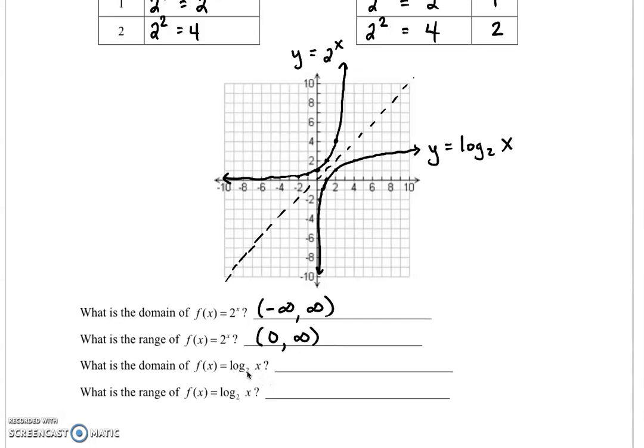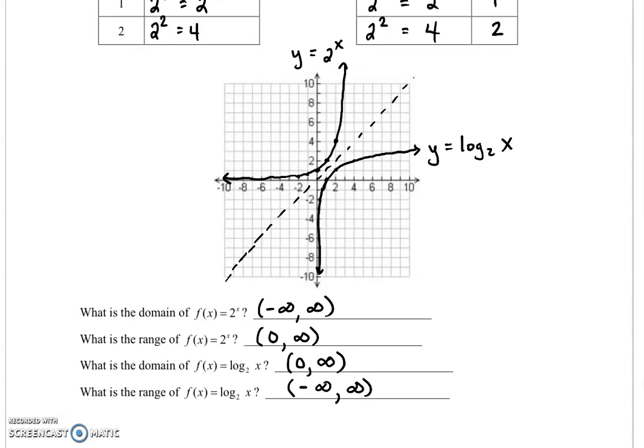The domain of log base 2 of x, x's can't be 0. They can get really close to 0, but they can't get there exactly because remember it never touches the y-axis. And the x's can get as big as we want, so they go to infinity. The range is all the possible y values. So that's negative infinity to positive infinity.